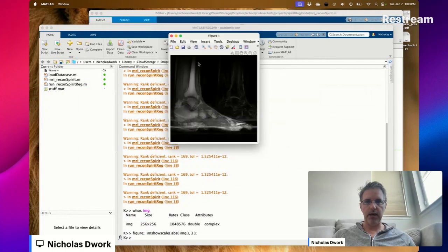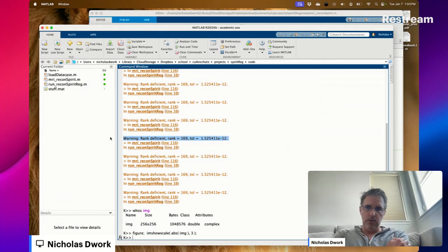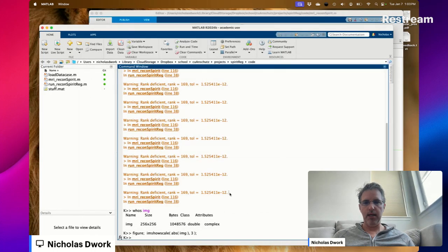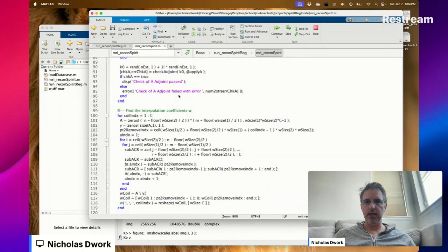But the image that comes out is bad. There's also this warning popping up telling us that the rank is deficient. And I don't think it should be. I think A should be full rank, so this is basically a matrix that's not full rank. This matrix is not invertible. It wouldn't be invertible, of course, because it's not square, but not full rank. I think A should be.